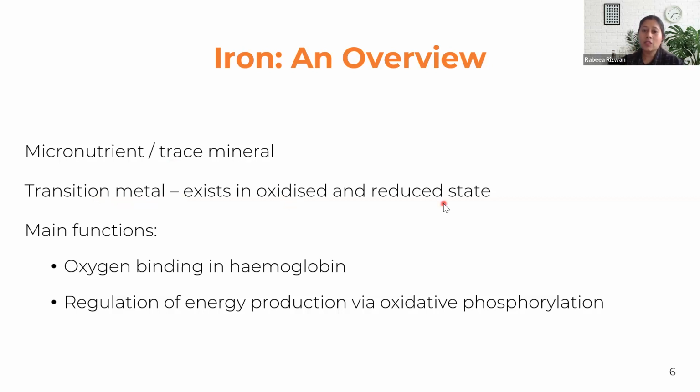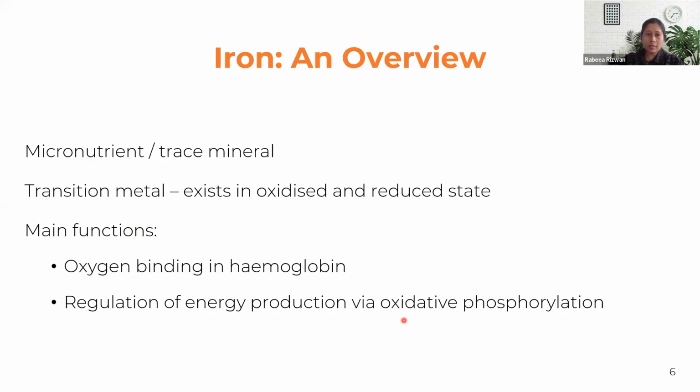And it can also be easily reduced. So it can be available in both forms, oxidized and reduced. That's why it is called a transition metal. And what are the main functions of iron in our body? It provides oxygen by binding to hemoglobin and regulates the energy production of our body.